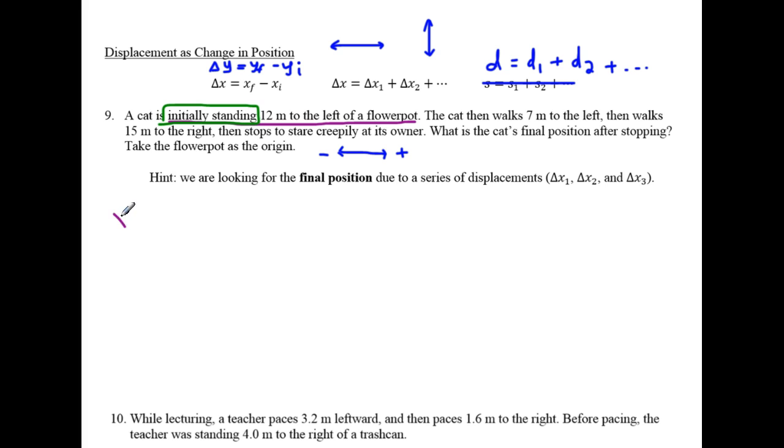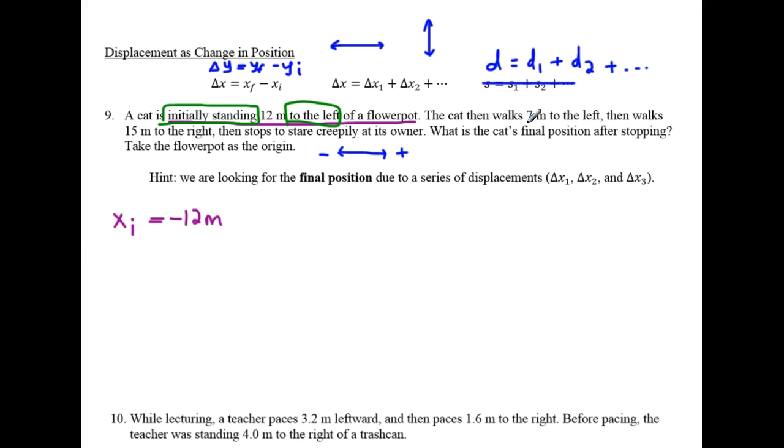Okay, so let's write that down. The position is 12 meters. It says to the left, so we have to add a negative sign. 12 meters to the left of the flower pot, which is the origin. Okay, is this the initial or the final position? Well, the stuff that happens after the cat is standing here. So you've got this position, and then something happens later. That means this must be the initial position, x sub i. Okay, we move on to the problem.